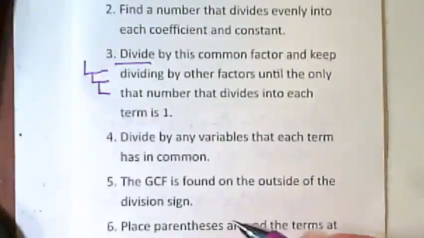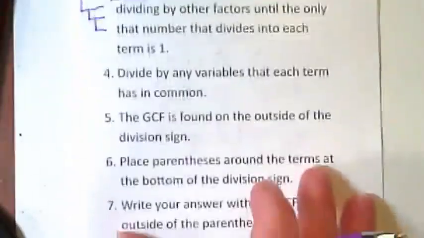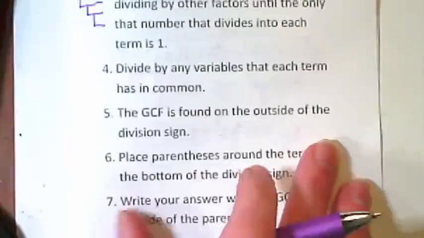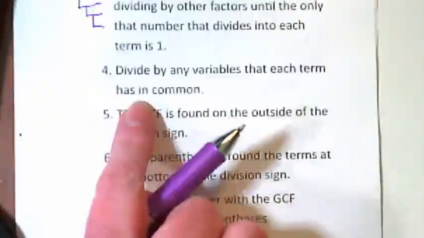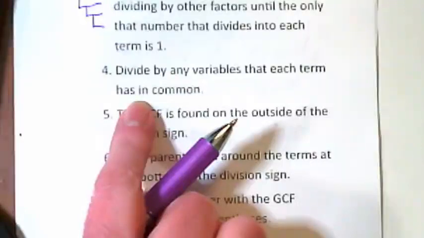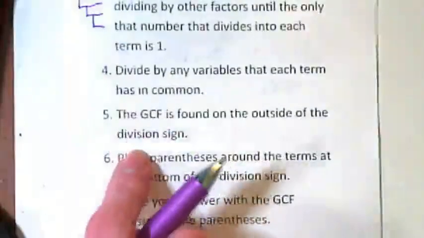Again, this is like that birthday cake idea, right? Where we're just stacking it until we don't see anything else we can pull out or divide out. Divide by any variable that each term has in common.